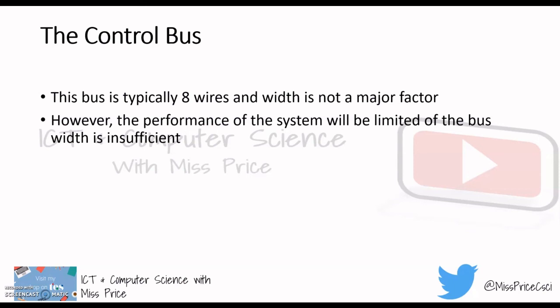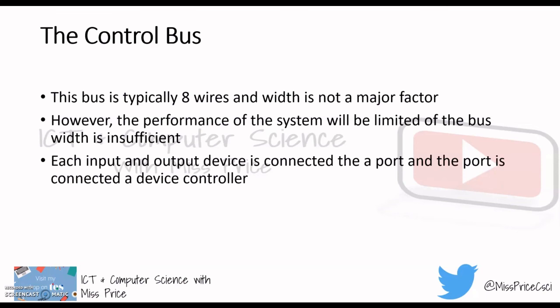So for example, if you've got a very powerful graphics card inside your computer, then you're going to need a CPU that can keep up with that. It can all come through your monitor, and you might need a monitor that can support a powerful graphics card. Each input and output device is connected to a port, and then the port is connected simply to the device controllers. This is how the communication works.